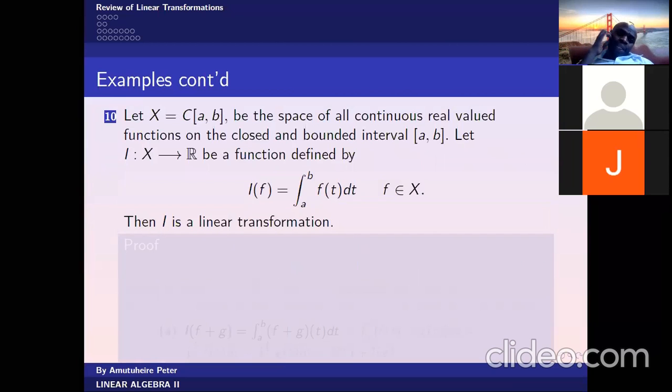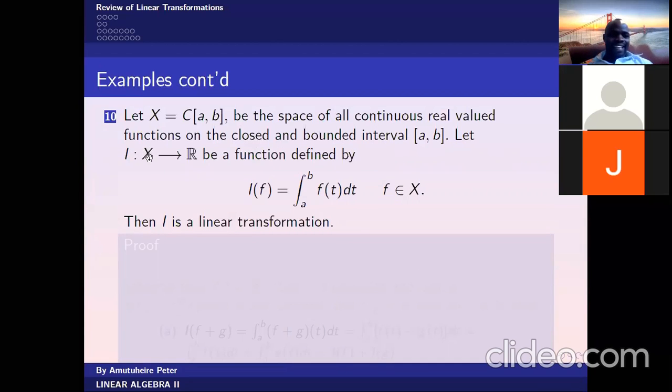Example 2, we want to define a new vector space X, capital X, which is a space of all continuous real valued functions defined on a closed and bounded interval [a, b]. So we want to define this transformation. We want to define I to map. The I is mapping X.